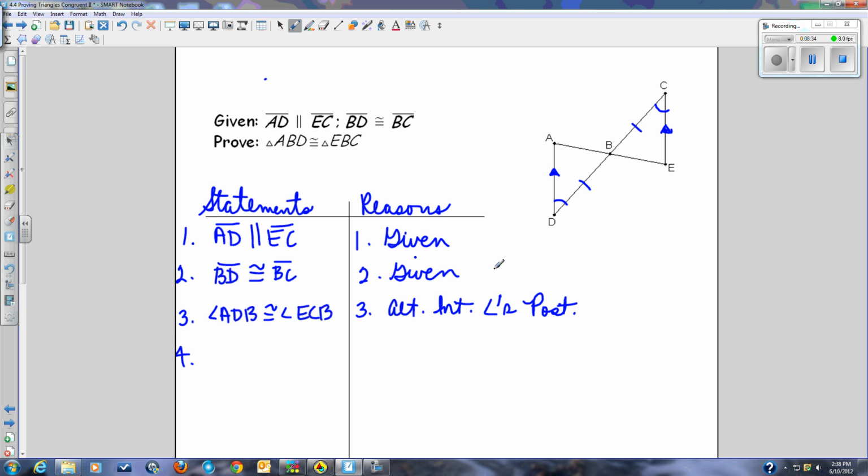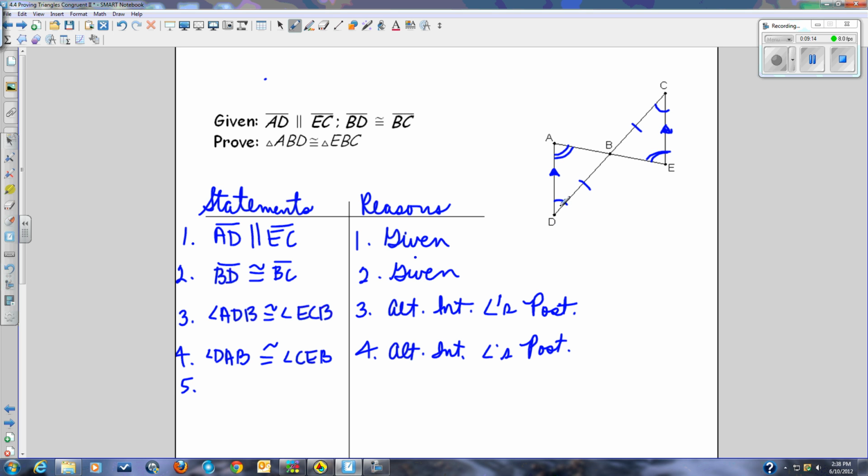And let's see what else we know. We also know that since those lines are parallel and they're cut by another transversal, angle A and angle E are congruent. So if we really want to be formal with that, we'll say angle DAB is congruent to angle CEB. And that's also by the alternate interior angles postulate.